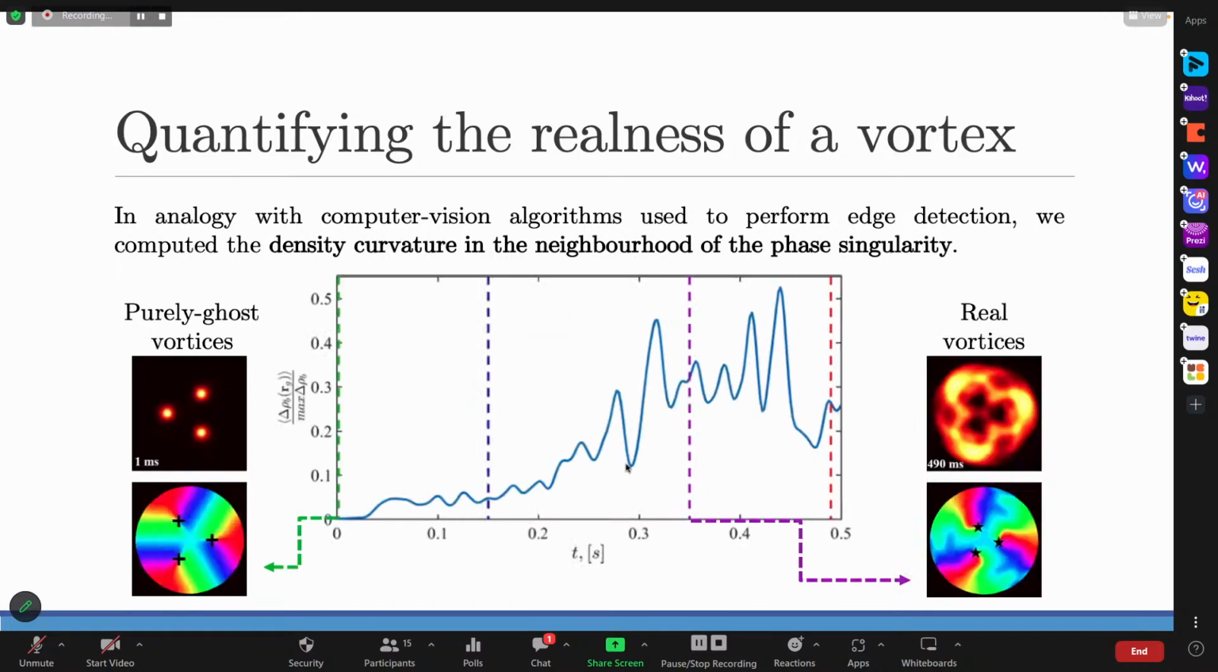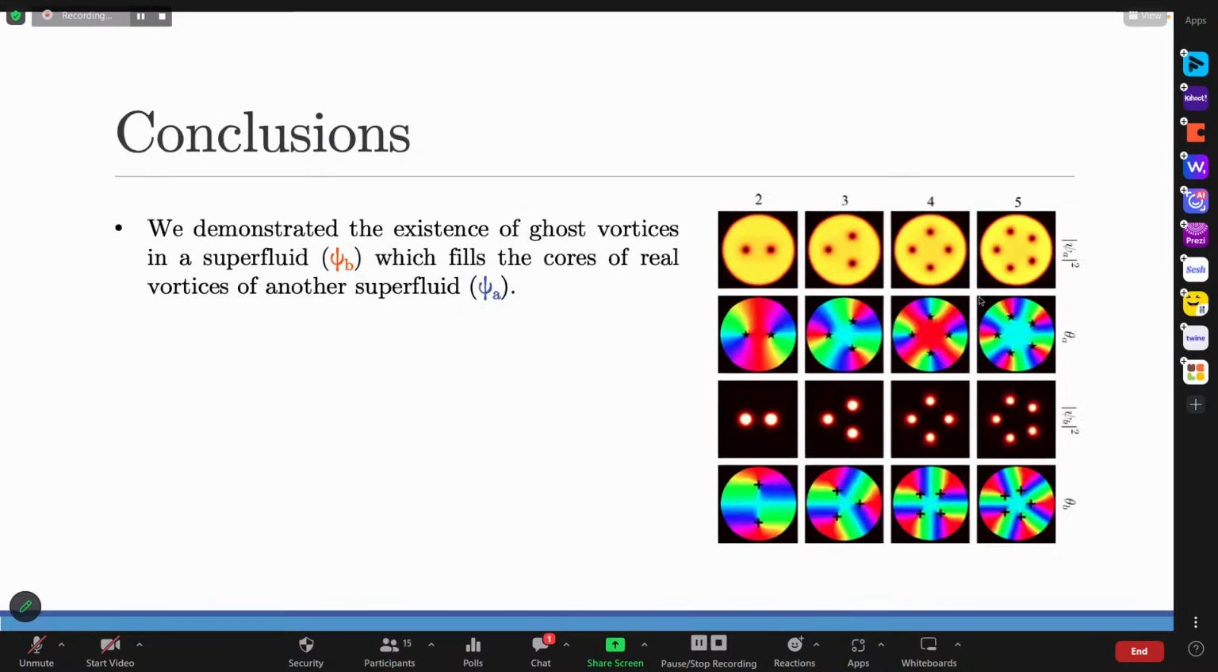So we applied this indicator to our proposed quench protocol, and we indeed see that the indicator starts from 0. Here we start from purely ghost vortices, and the indicator is 0. Then along the dynamics, the indicator increases, and here, for example, it is significantly different from 0, and it corresponds to the onset, let's say, to the manifestation of real vortices. With this, I come to the conclusion. I have just 3 take-home messages.